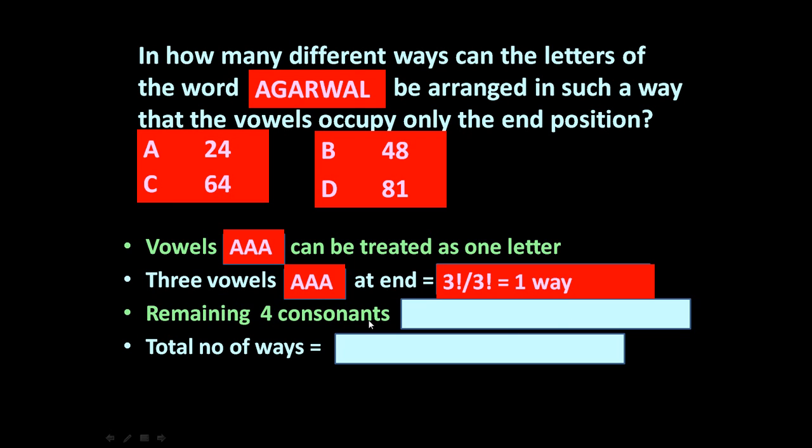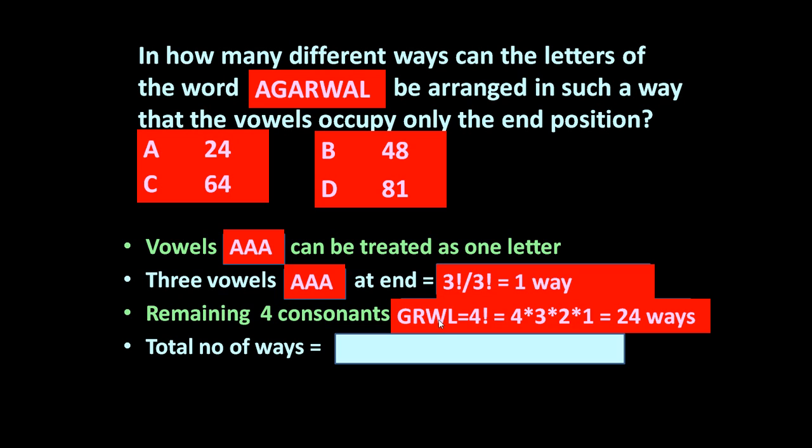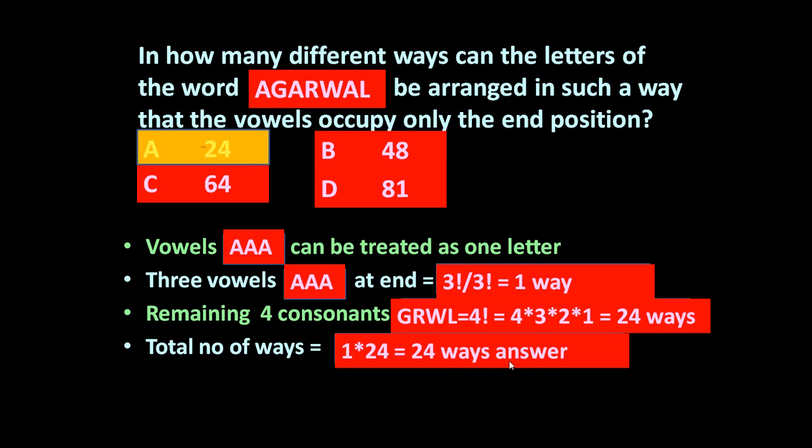Remaining 4 consonants G, R, W, L, they can be arranged in factorial 4 ways, or 4 into 3 into 2 into 1 is equal to 24 ways. So total number of ways is equal to 1 into 24 is equal to 24 ways. Answer is 24.